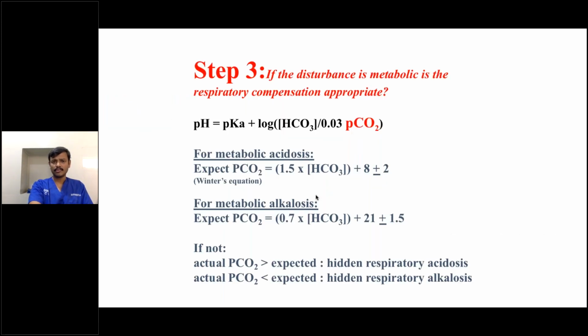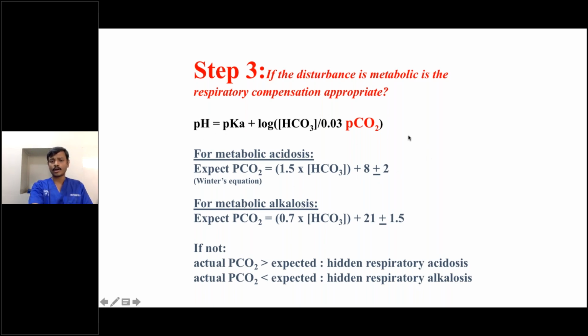So coming to step 3, if the disturbance is metabolic, then you have to look at the compensation. As I told, it is the Henderson-Hasselbalch equation. If the bicarbonate is reduced, PCO2 should reduce to maintain pH normal. So that is compensation. If a metabolic acidosis is happening and bicarbonate is reducing, then carbon dioxide should reduce. So how much compensation will be there from the respiratory point of view? That is step 3. For metabolic acidosis, use the Winter formula: expected PaCO2 is 1.5 times the bicarbonate plus 8, plus or minus 2 taken as the range.